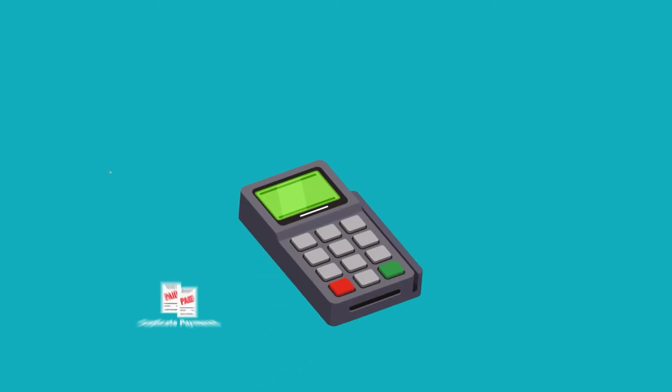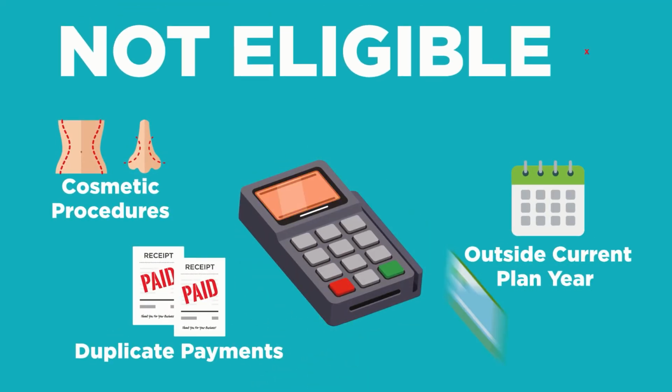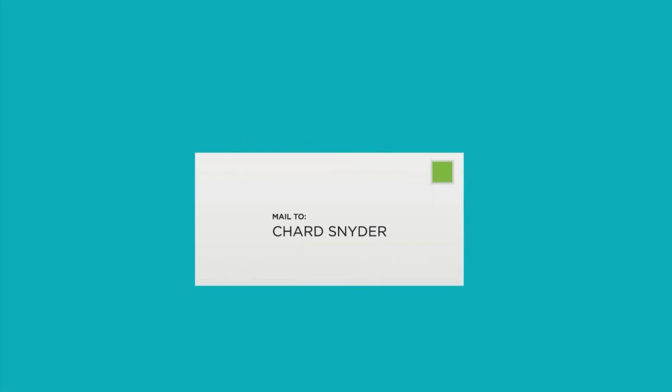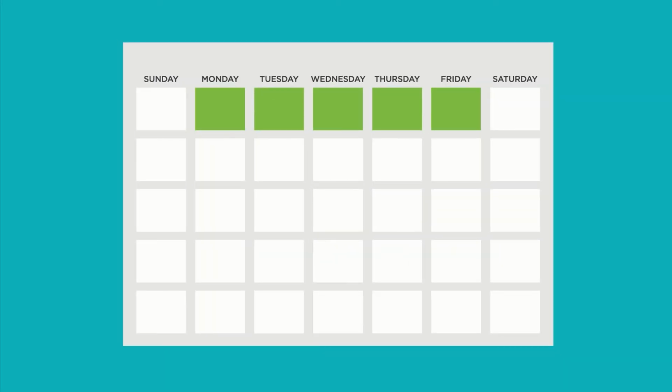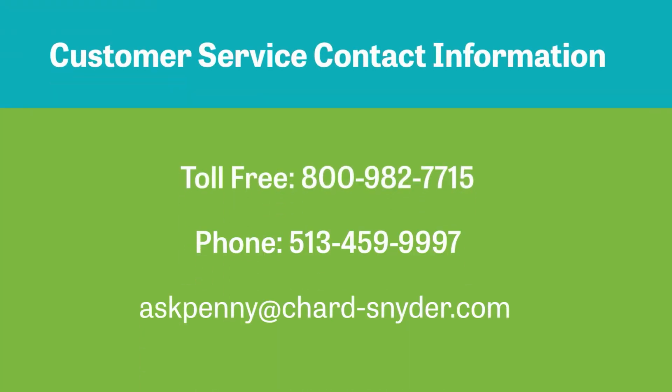If you accidentally swiped your card for a charge that is not an eligible expense, you can pay back the charge by sending a check for the amount to Chard Snyder with your claim number. It takes about 5 business days for us to review and process submitted documentation. If you have questions, contact a customer service representative with the information on your screen.